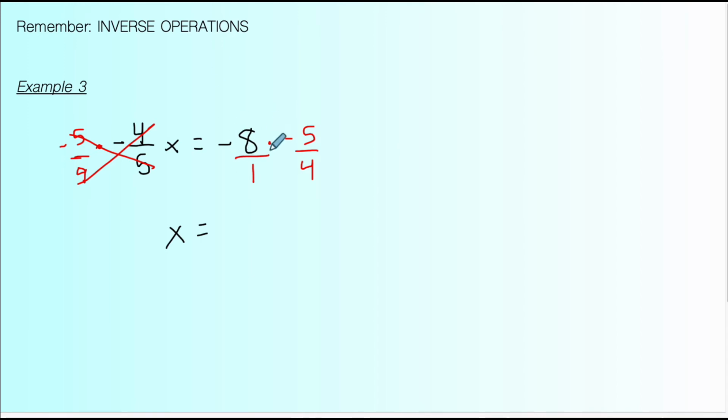So let's just ignore the negatives altogether. 8 times 5 is 40. 1 times 4 is 4. And 40 over 4, if you reduce that to simplest form, is the same thing as 10. So my final answer is x equals positive 10. Positive because I did a negative times a negative, which should result in a positive.